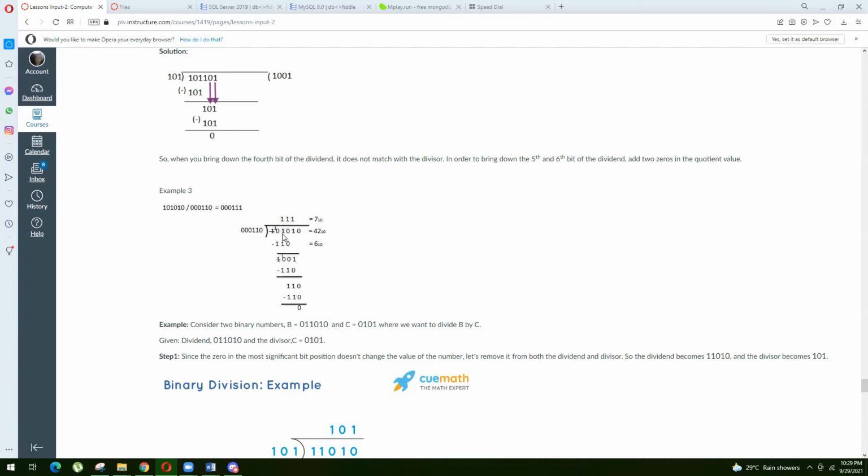So 101, 0, you bring down the next number, it is 1010. It's greater than 110, that's true. So 1 times 110, so 110. You subtract. The answer is 100, bring down 1. It's greater than 110, that's true. 1 times 110, 110. You subtract, bring down 0. 110 is greater than or equal to 110. That's true. 1 times 110 minus 110 is 0. So the answer is 111.